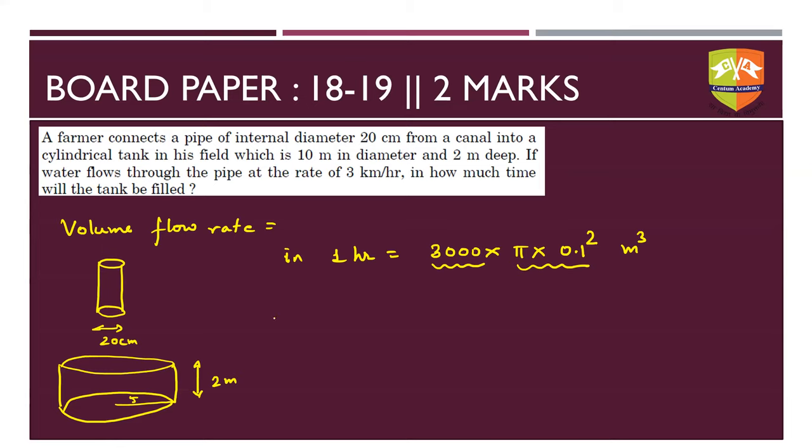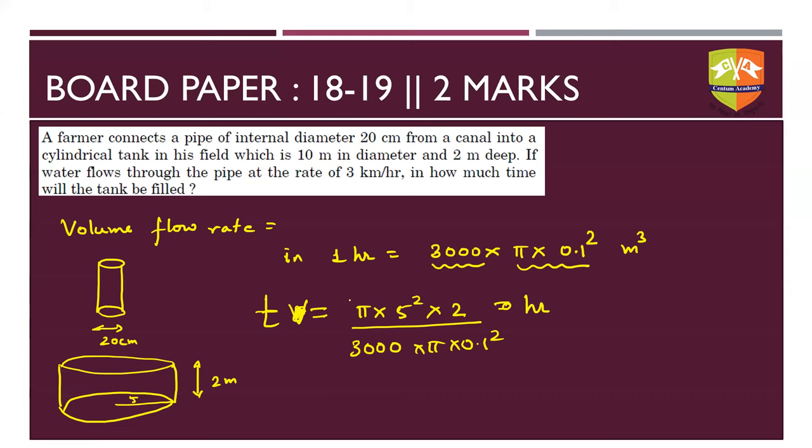Now, to fill this volume, what is the target volume? Target volume, the tank volume, is how much? This much, pi into 5 meter, right? So 5 square into 2, this is the target volume. Now this must be divided by this 3000 into pi into 0.1 square, and that gives the time in hours. Did you all get this part?